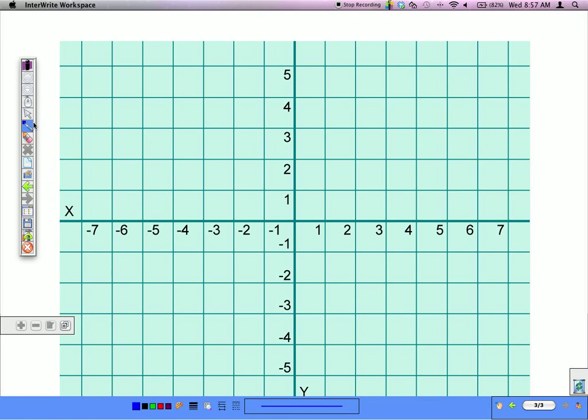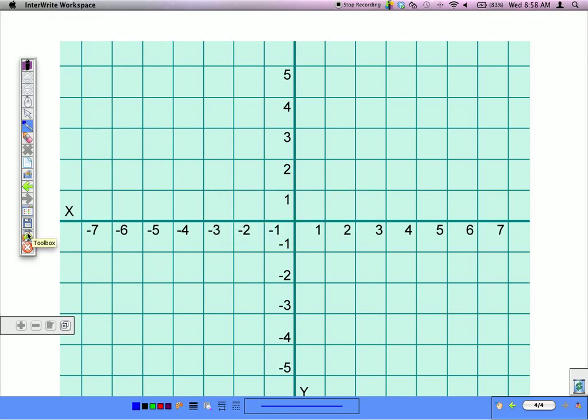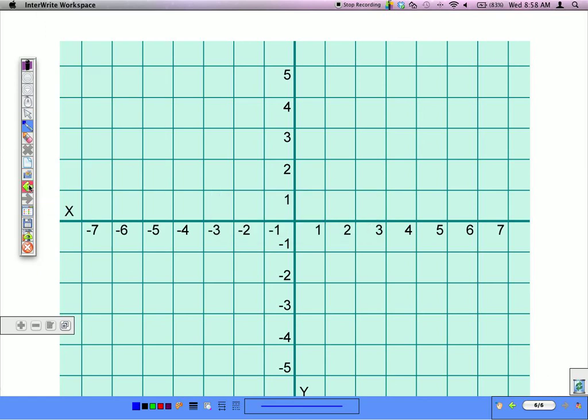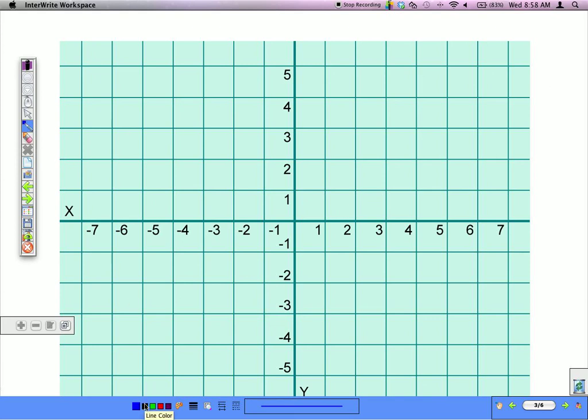Alright? So let me duplicate this page. I think that's in the toolbox too. Duplicate page. Duplicate page. Duplicate page. And now we're going to go back to our first graph, which is right here. The first one that I'm going to look at is equation number 1: y equals 4x minus 2. And equation number 2 is y equals negative 4x plus 6.